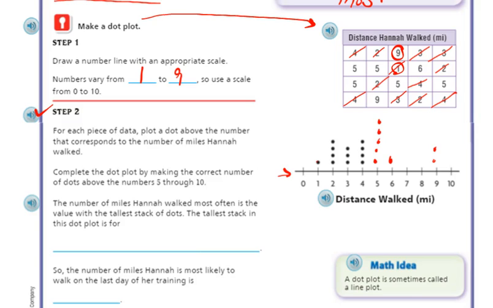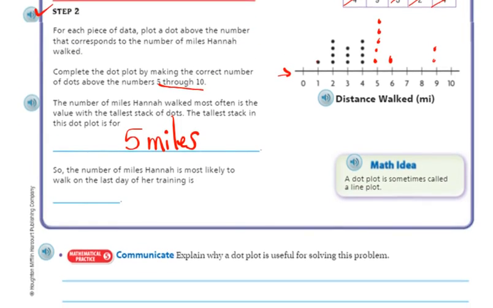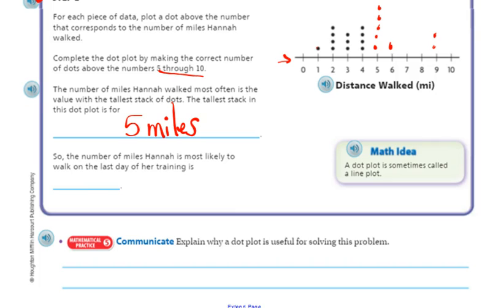So I completed the dot plot by making the correct number of dots for those numbers 5 to 10, which were 5, 6, and 9. The number of miles Hannah walked most often is the value with the tallest stack of dots. The tallest stack of dots for the dot plot here would have been at 5 miles. Okay, so if we're answering the question here, the number of miles Hannah is most likely to walk on the last day of her training would be the value that we see occur most often in the set, which would be the 5 miles.